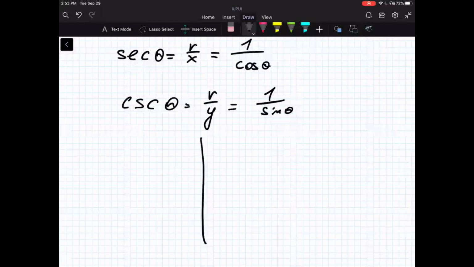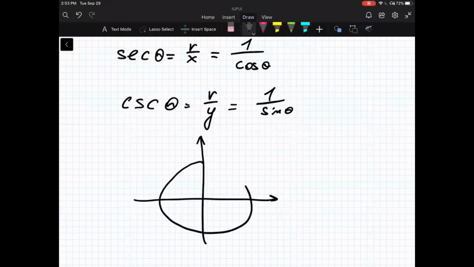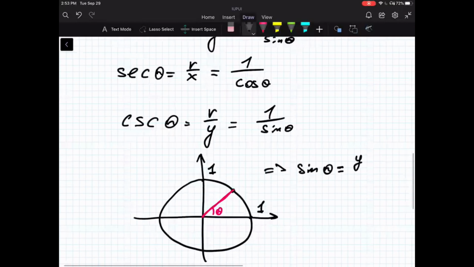Usually, you can define this on just the unit circle. So if the radius is 1, then you have some point on a circle that corresponds to some angle theta. Then sine of theta, by the definition, is y over r, but our radius is 1 since it's a unit circle. So sine of theta will be just the y coordinate.